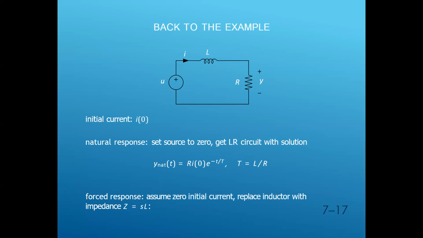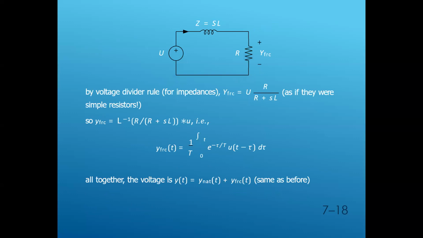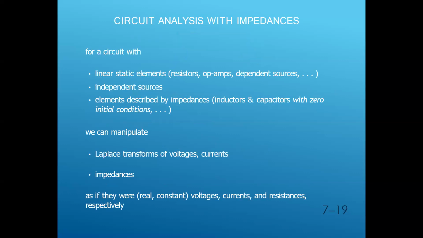The forced response assumes zero initial current, and we replace the inductor with impedance Z equal to sL. By the voltage divider rule, Y_FR(s) is equal to U times R by R plus sL. As these are simple expressions, y_FR(t) is L inverse of R by R plus sL into U, that is, y_FR(t) equals 1/τ times the integral from 0 to t of e^(−π/τ) u(t − π) dπ. Altogether, the voltage is y(t) equal to y_nat(t) plus y_FR(t), and then the circuit analysis with impedances.